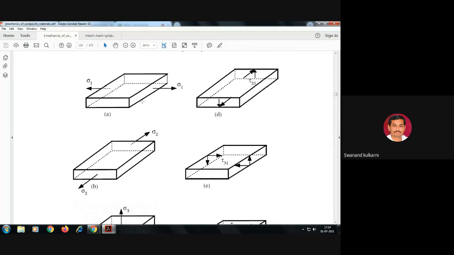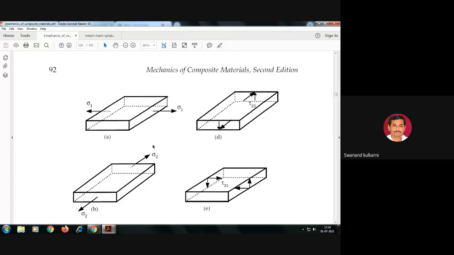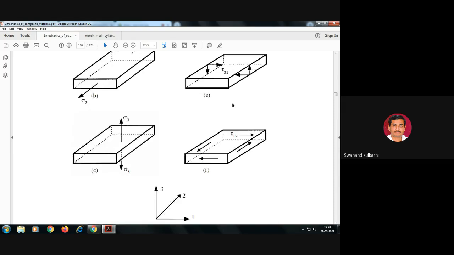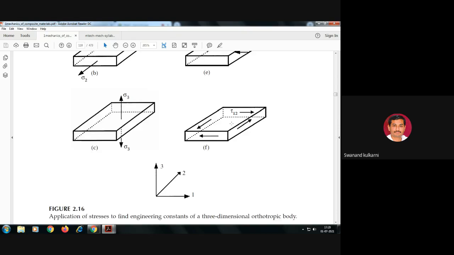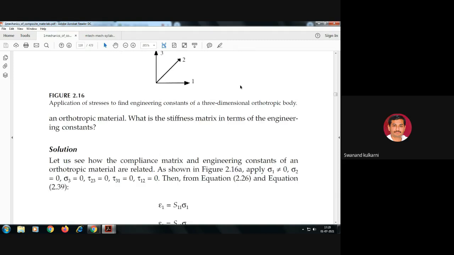Is it okay? So see here, for A it is sigma 1, for B sigma 2, for C sigma 3. Likewise for D, the shear stress tau 2 3, where plane number 2 and plane number 3 are taken into consideration to represent tau 2 3. Then for E tau 3 1, and for F tau 1 2. Like this, you can observe the three stresses and three shear stresses here.